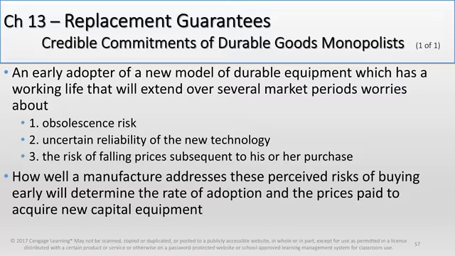An early adopter of a new model of durable equipment, which has a working life that will extend over several market periods, worries about 1. Obsolescence risk. 2. Uncertain reliability of the new technology. 3. The risk of falling prices subsequent to his or her purchase. How well a manufacturer addresses these perceived risks of buying early will determine the rate of adoption and the prices paid to acquire new capital equipment.